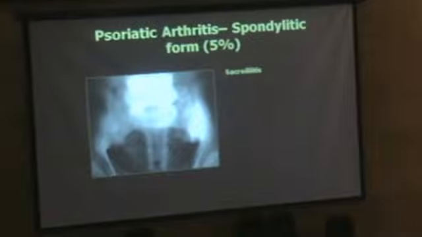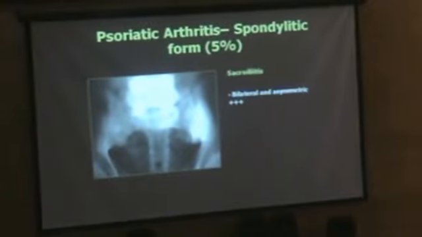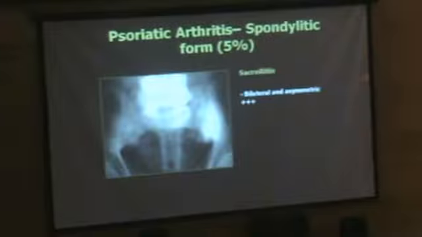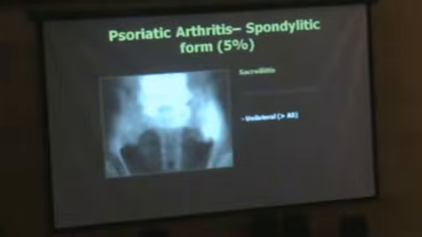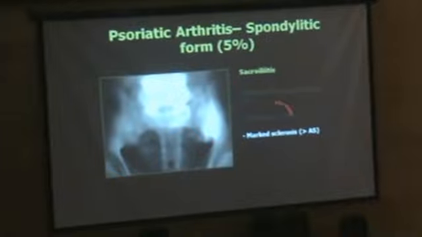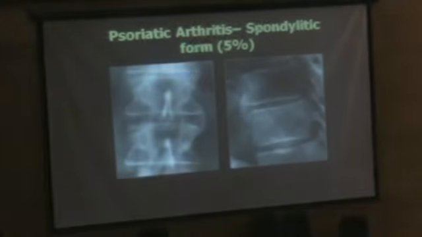Sacroiliitis can occur, especially in the spondylitic form of psoriatic arthritis. Very often we will see bilateral and asymmetric sacroiliitis, more often unilateral compared to ankylosing spondylitis. What we see is marked sclerosis, like in this case, which is a unilateral sacroiliitis. We see more sclerosis than in ankylosing spondylitis, and on the other hand, less ankylosis in the sacroiliac joints than in ankylosing spondylitis.